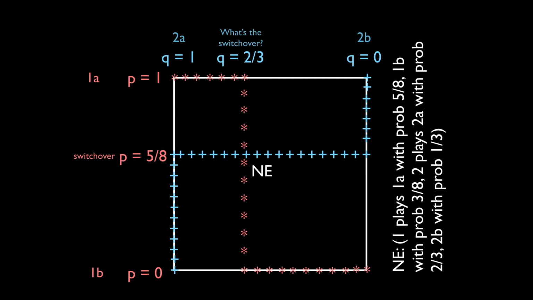So the best way to write down the Nash equilibrium is to write it this way. The Nash equilibrium is: 1 plays 1A with probability 5/8, right? And 1B with probability 3/8. And then 2 plays 2A with probability 2/3, and 2B with probability 1/3. Okay, that's the best way to do it.